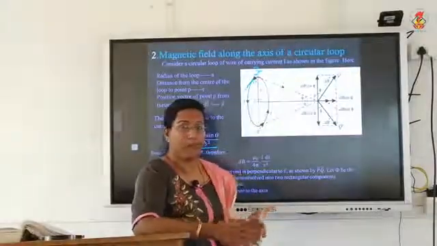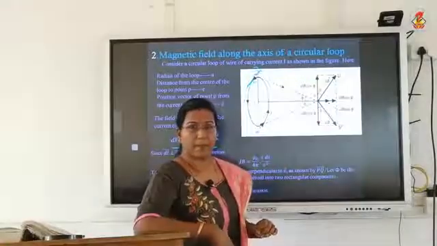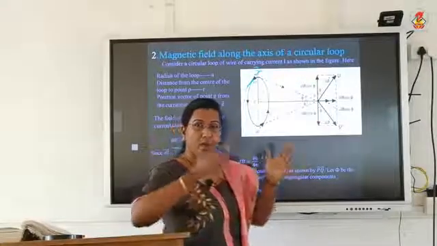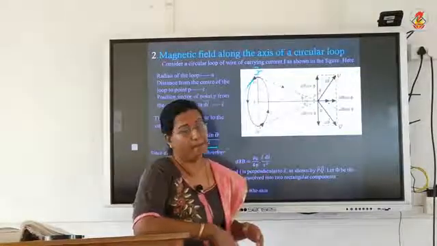In a similar way, there will be several dB sin phi components. So what must you do to find the net field? You have to add up all of these. So instead of adding, we use the integration method.